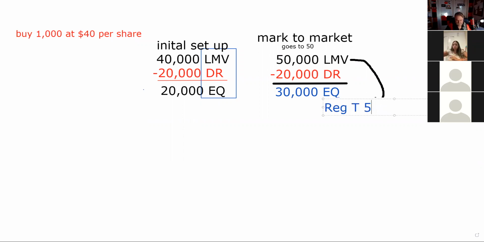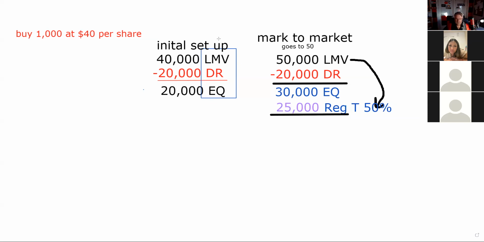And that's 50%. And when I compare the $30,000 to half of the market value, Reg T, I say, hey, you're at risk for $30,000 and you only need to be at risk for 25. You have excess equity, more equity than you need. And we love it. We love to lend customers like you that pick stocks that go the right way more money.